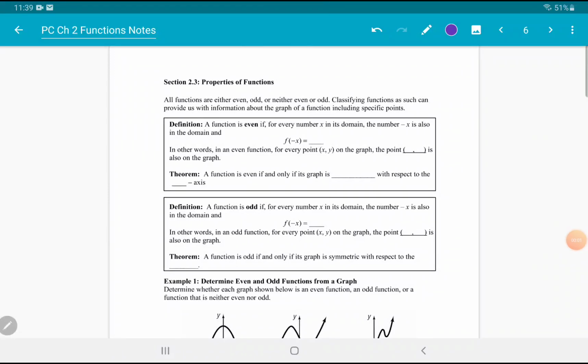Every function can be classified as either an even, odd, or neither function. To determine whether something is even or odd, let's first look at the definitions of even and odd functions.